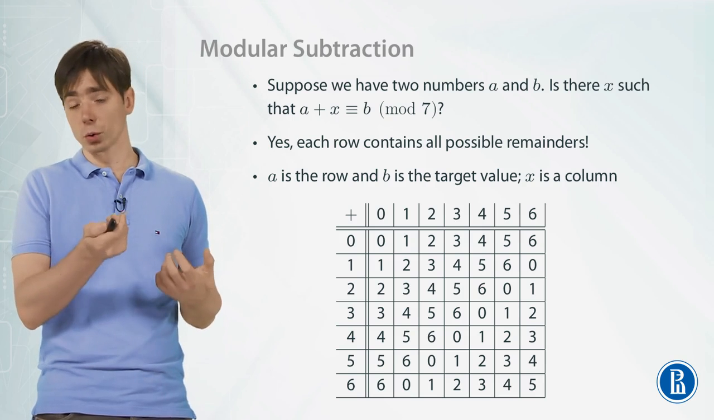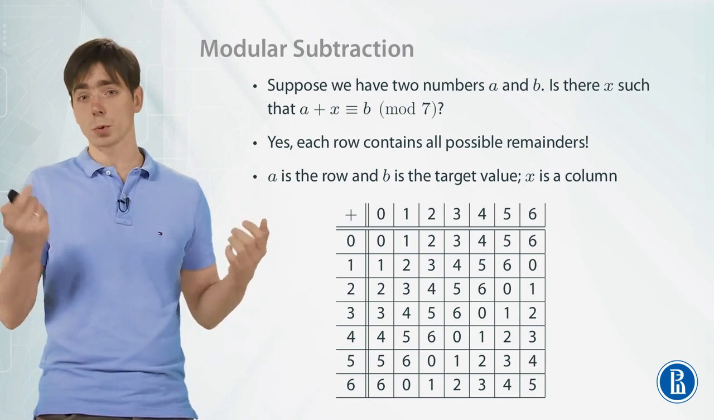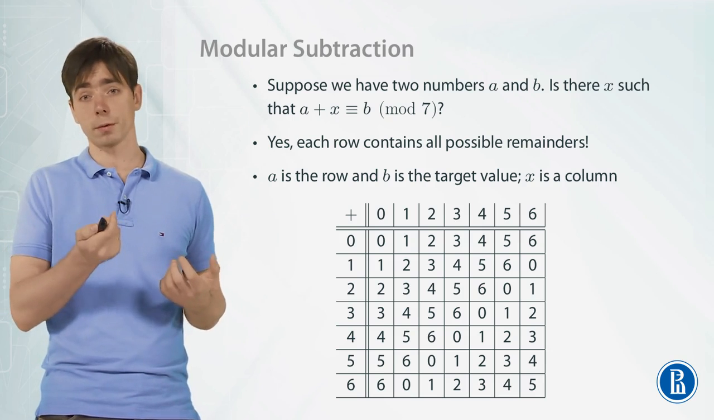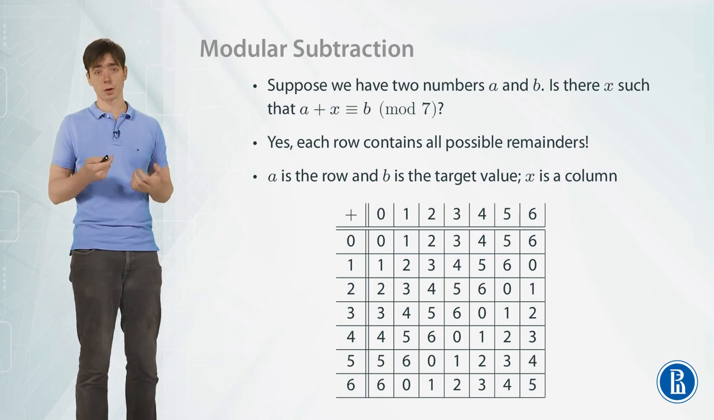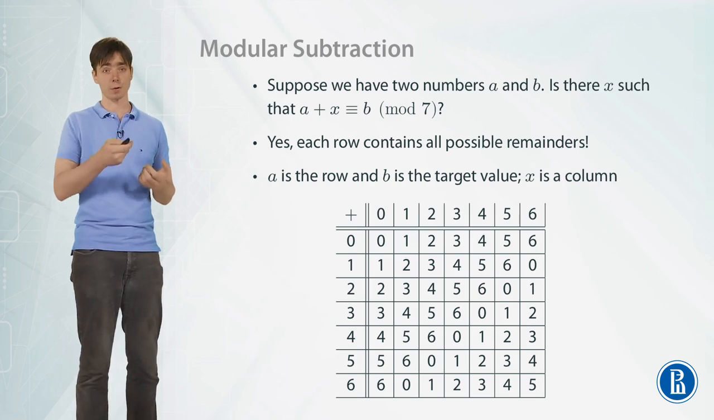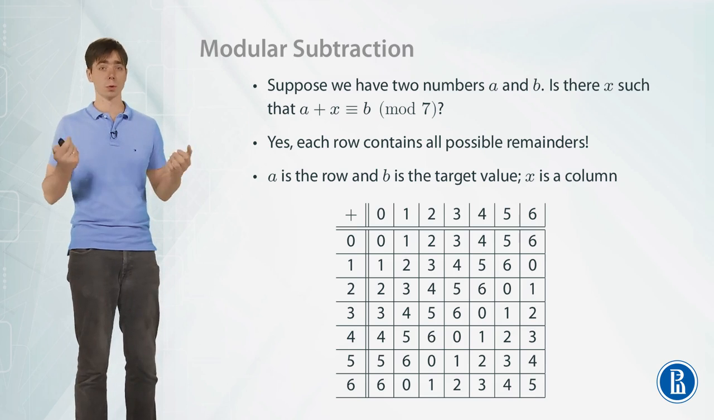And note that in each row we have all possible values, so whatever row we are given and whatever target value we have, in any case, there is some cell with this target value, and so there is some x which satisfies this congruence, such that a plus x is congruent to b modulo 7.